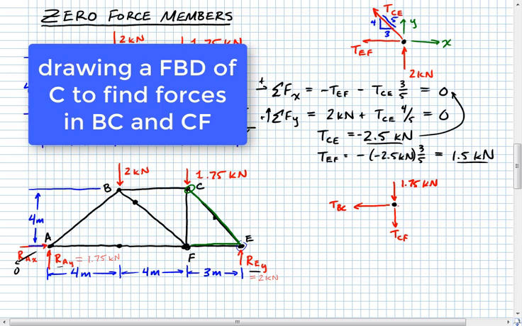And then we've got another one here, that's TCE, and we've already figured out the direction that one goes. For a run of 3, it has a rise of 4, and that's 5 there. To complete this, it's usually a good idea to put in some coordinate axes. So there's X, and here's Y. Based on that free body diagram, we can now write some equations.